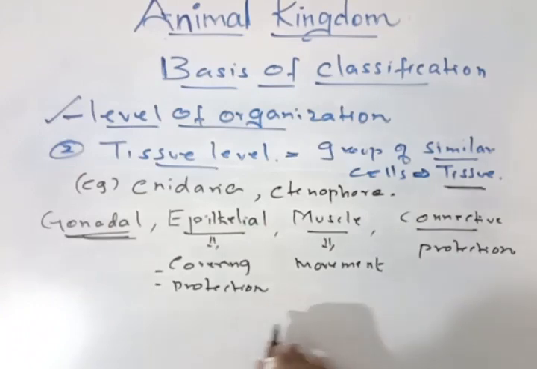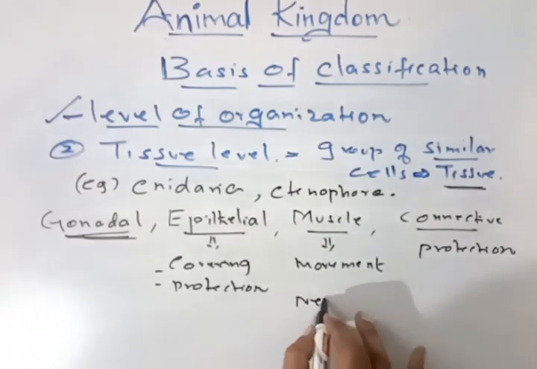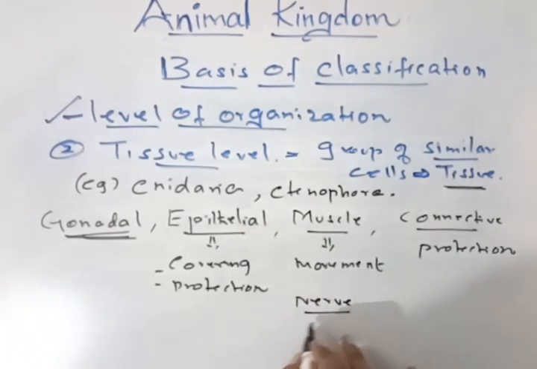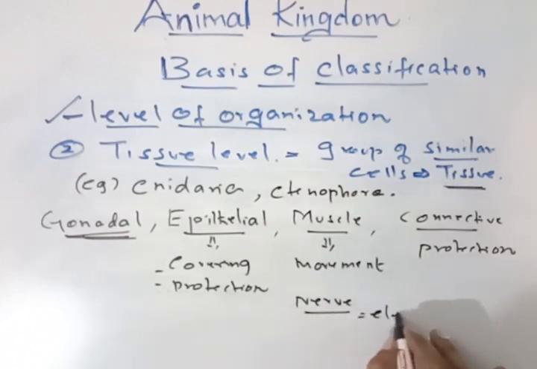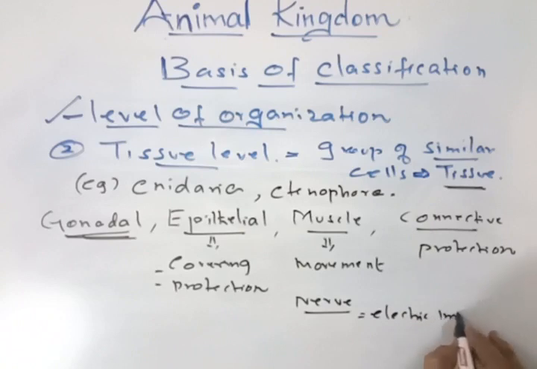Then we also have a tissue called nervous tissue, and the role of the nerve tissue is conducting electrical impulses, electric signals, from the brain to the different organs. Okay, so this is what is very important. This is the actual thing about tissue level of organization. So Cnidaria and Ctenophora come under tissue level of organization. Why? Because tissue performs a particular function.